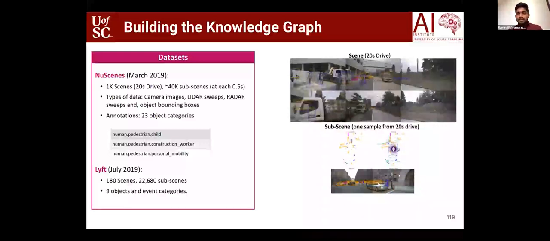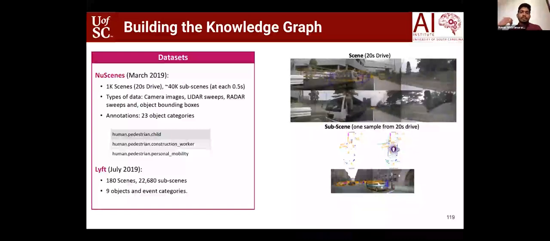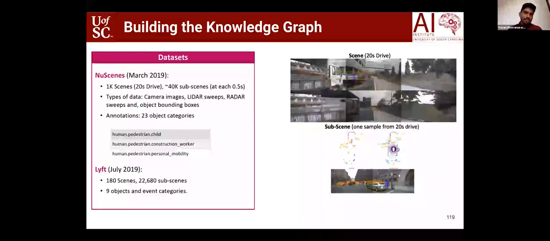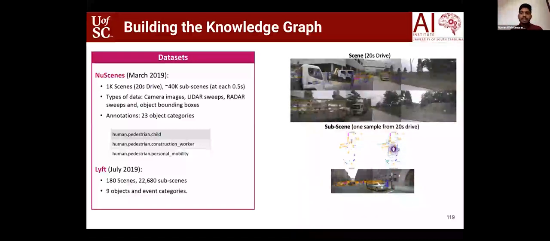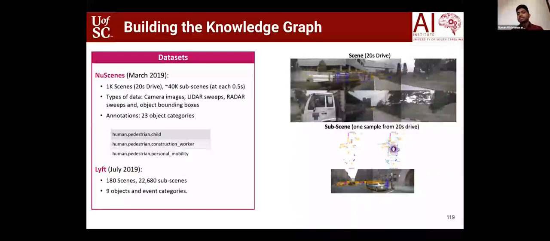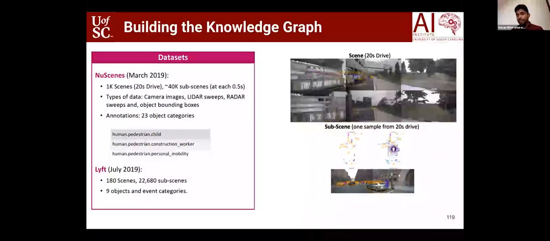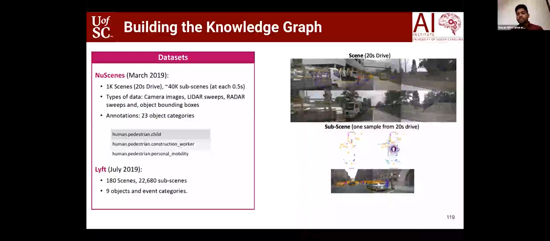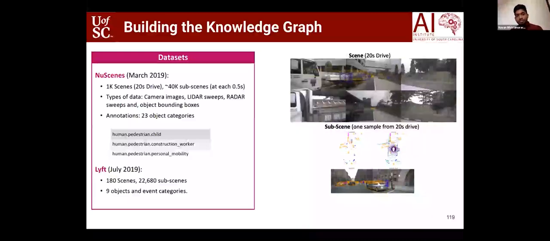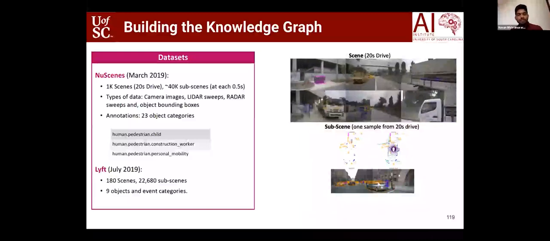I'll be using this terminology throughout the talk. So let me first introduce what I mean by a scene and a sub-scene. In these data sets, usually a scene is considered as a 20-second or 50-second drive, and a sub-scene is particularly a snapshot taken during that drive. These snapshots are actually annotated. So we looked at two data sets, the nuScenes from Aptiv and the Lyft Level 5 data set.